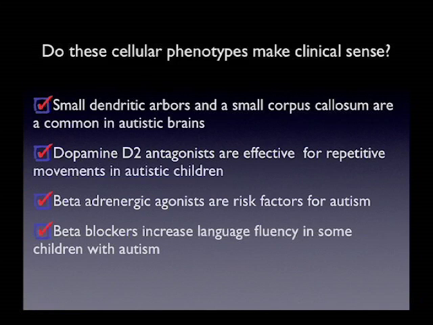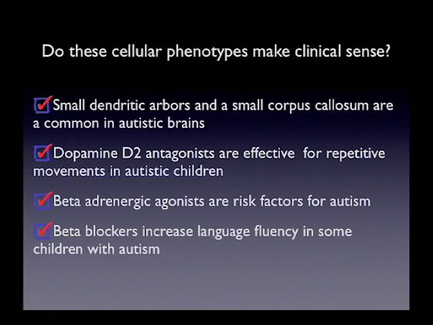How about excess production of catecholamines? Well, we have known for quite a long time that dopamine D2 antagonists can be effective for some kinds of behaviors in kids with autism, specifically repetitive movements. The D2 antagonists are horrible drugs, and they should not be given unless you really, really need them. Nonetheless, they do suggest that there might be a defect in dopamine.